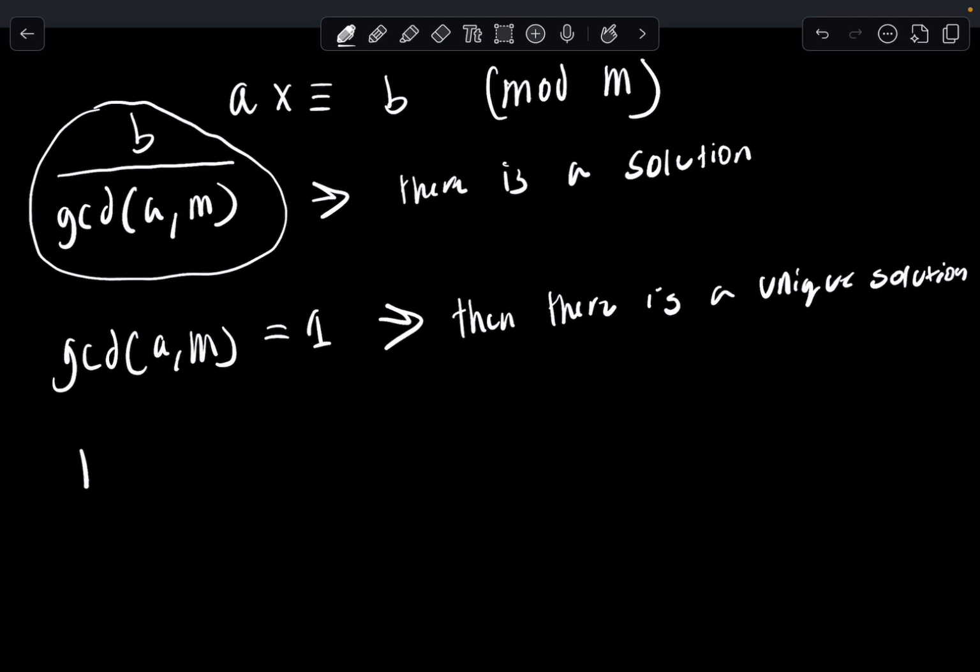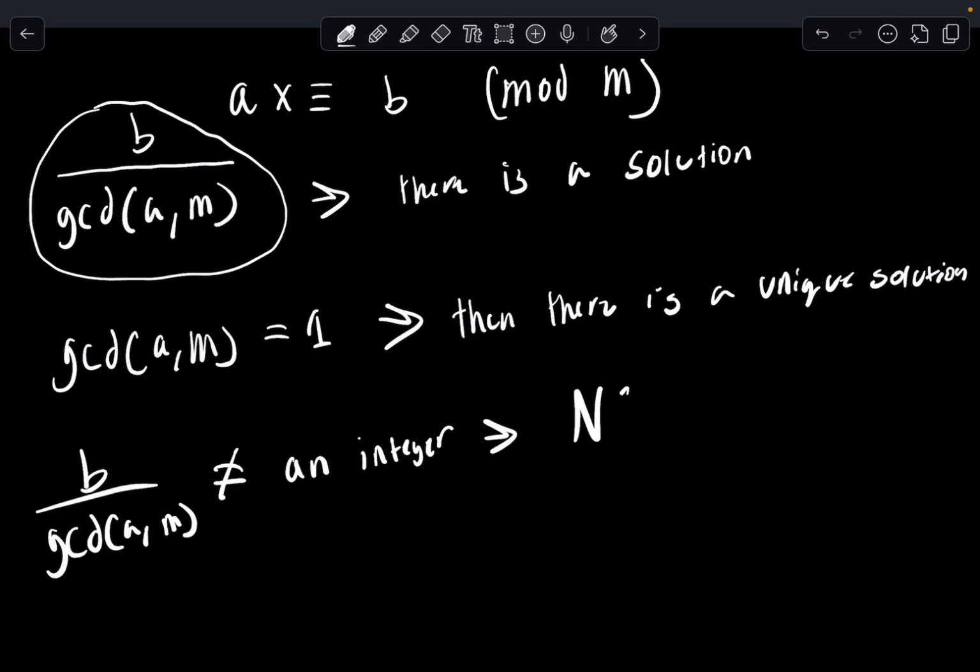However, I'm just going to restate it here. If this does not equal an integer, then we know that there is no solution.